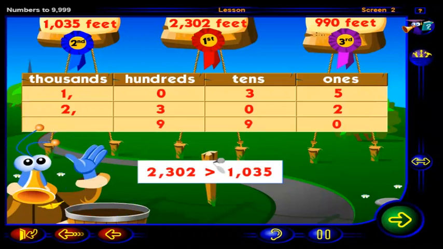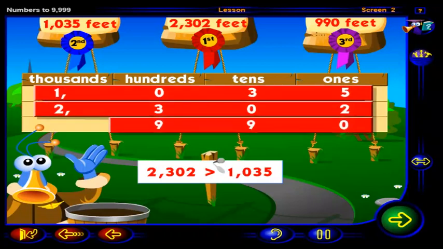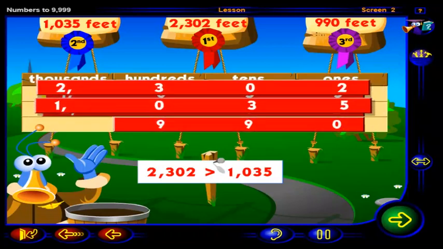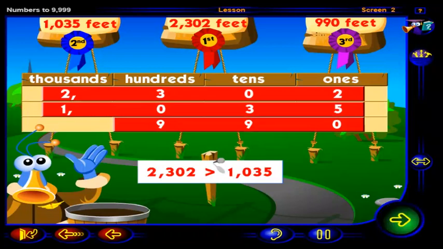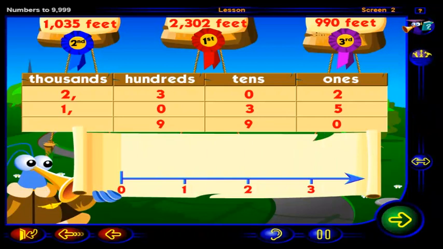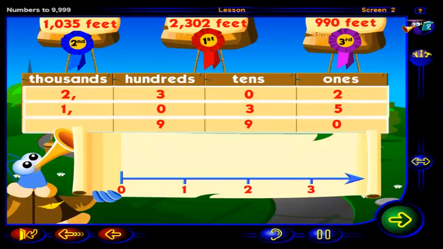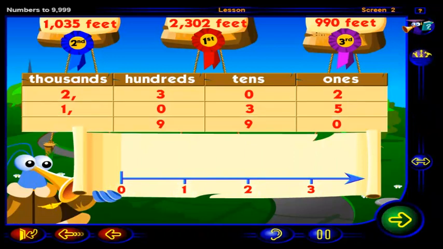Now, let's put all these numbers in order, from greatest to least. Click on the numbers to put them in order from greatest to least. You know, we can also use a number line to see the order of these numbers and how far apart they are. Wait a minute. Our numbers are much greater than these numbers. This number line is marked in ones, but we need to show numbers in thousands.